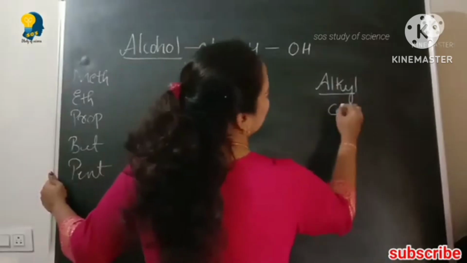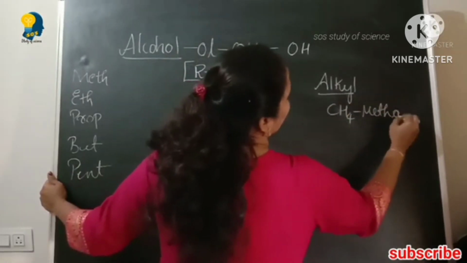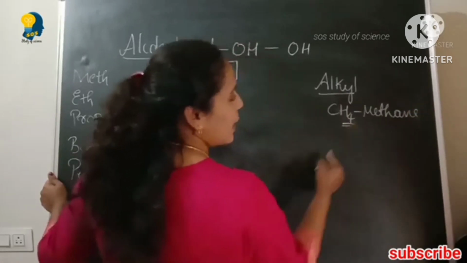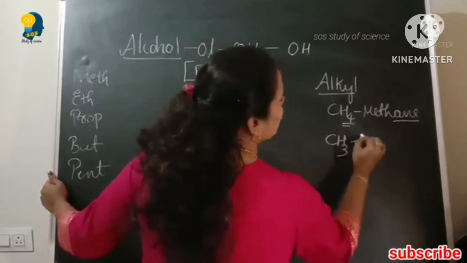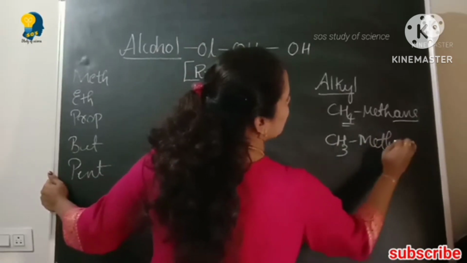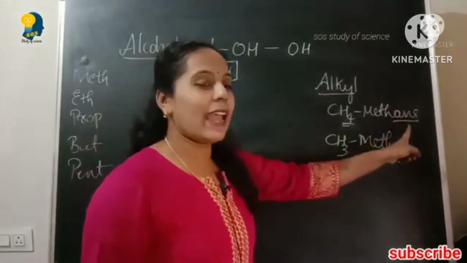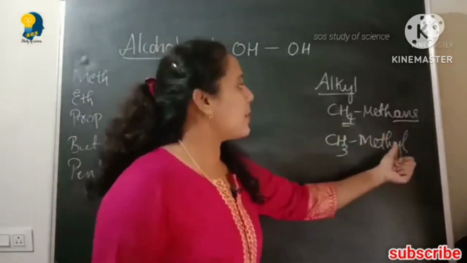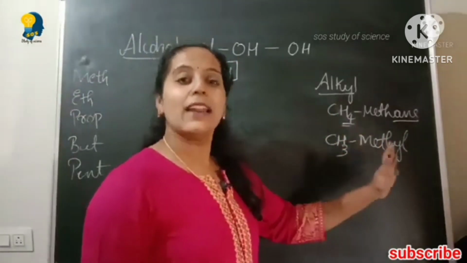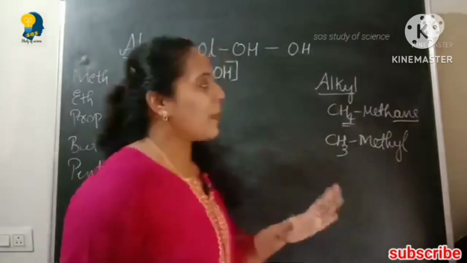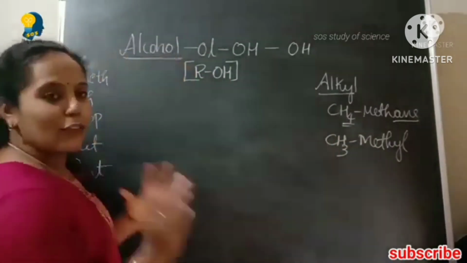For example, if we have CH4, this is alkane, right? This is methane. So from methane, if I remove one hydrogen, it will become CH3. Methane becomes methyl. So by removing one hydrogen from the alkane, we get alkyl. It is represented by YL. Okay, CH4 becomes CH3, methane becomes methyl. So now R is nothing but our alkyl, OH is our functional group.